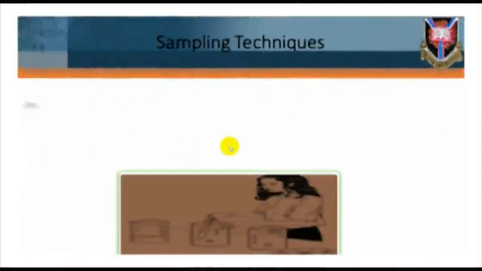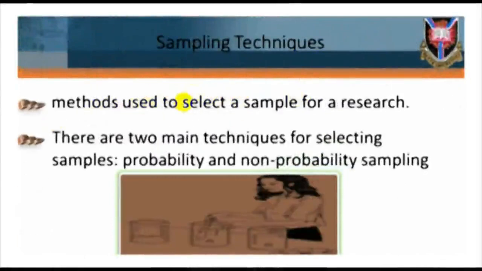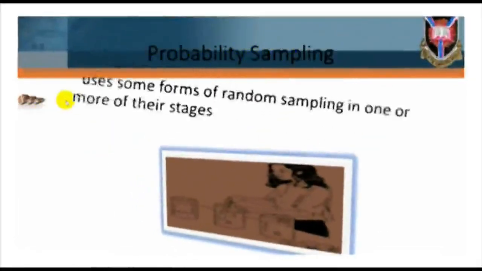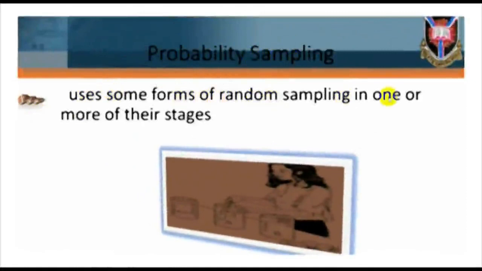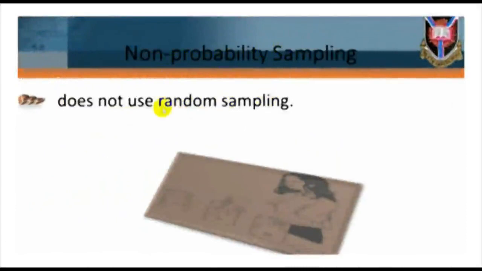Sampling techniques. These are the methods used to select a sample for a research. There are two main techniques for selecting samples. These are probability and non-probability sampling. Probability sampling. In this case, some forms of random sampling are used in one or more of their stages. Non-probability sampling. Non-probability techniques do not use random sampling.